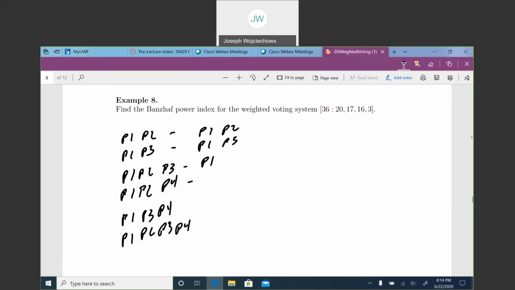Okay. This one here, player 1 and player 2 make 37. So player 4 doesn't matter. If player 2 drops out, we don't have enough. So player 1 and player 2. This one's going to work out exactly the same. Player 1 and player 3. And in this case, it's just player 1 again.